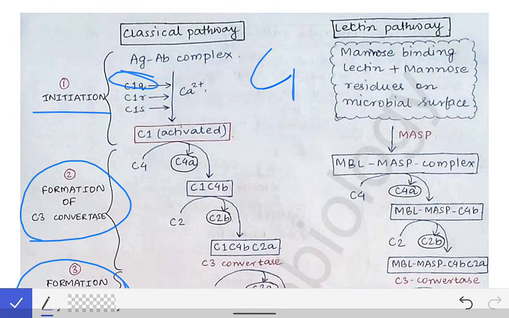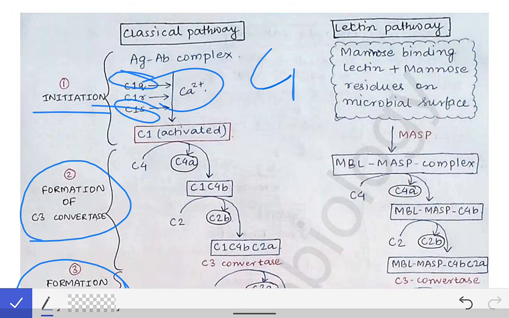After binding of the C1q properly with the Fc portion of the antigen antibody complex, the C1r and C1s components of the C1 complement protein get activated, and all these reactions happen in the presence of calcium. Once the C1rs part gets activated, we know that the C1s component of the C1 complement protein has some esterase activity. That C1s is very important here.